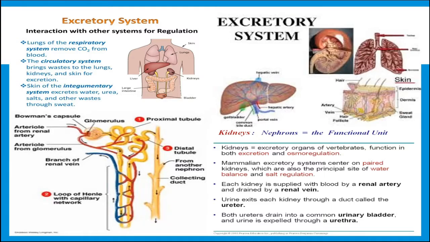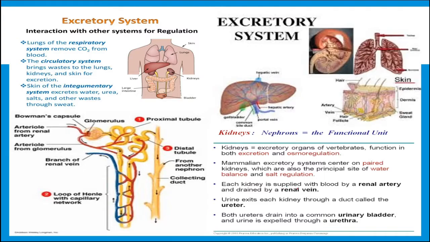This is the structure of the functional and structural unit of the kidney, that is known as the nephron. The kidney has millions of nephrons which are involved in the process of excretion. In vertebrates, the main excretory organ is the kidney, which helps in excretion as well as osmoregulation. These are a pair in number and they are the site for balancing water as well as salt regulation.